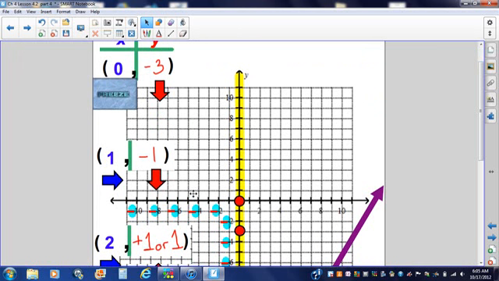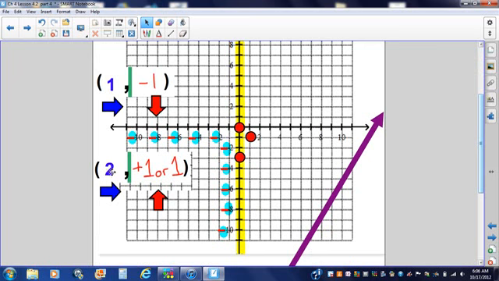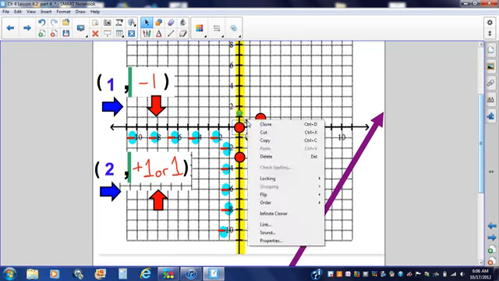Now I go back to the origin. I'm going to go right 1, and now I'm going to go down 1. So right here is the ordered pair (1, -1). Mark it on your paper. Now I'm going to go back to the origin. I'm going to go right 2. Now I'm going to go up 1 because that's a positive. So that is what your graph should look like so far.